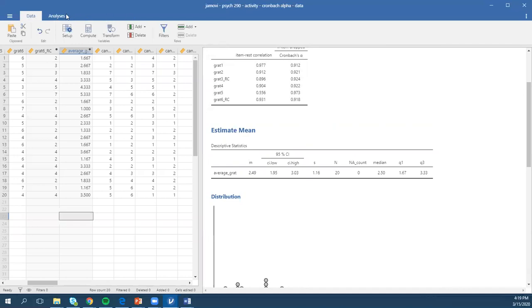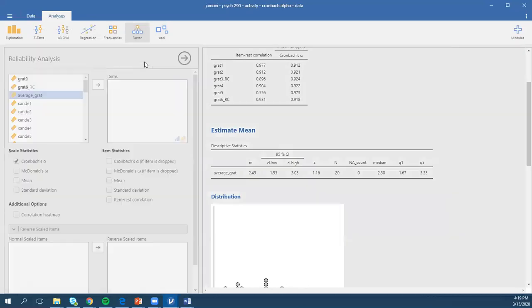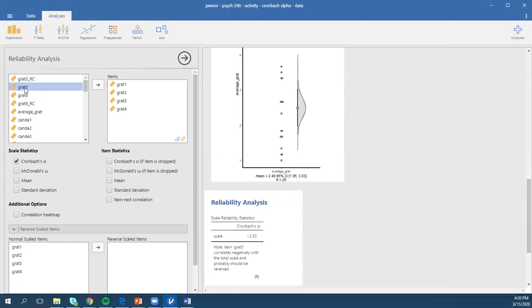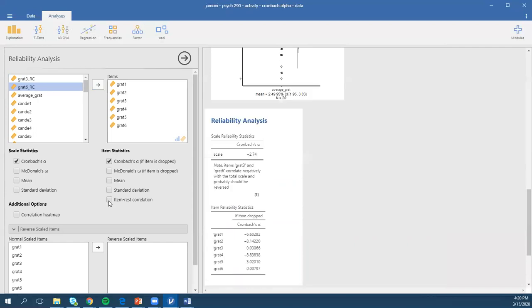Now I want to show you one other thing quickly, and that is I'm going to start this factor analysis again and show you a little bit of a shortcut, right? So I showed you, and again, you need to be able to do the reverse coding on your own. But let's say you didn't have to show that work for whatever reason, right? I want to show you that we could just put the original questions in here, right? So I'm putting GRAT 1 through GRAT 6 over here, right? And you'll always want to get the Cronbach's alpha if item is dropped and the item rest correlation.